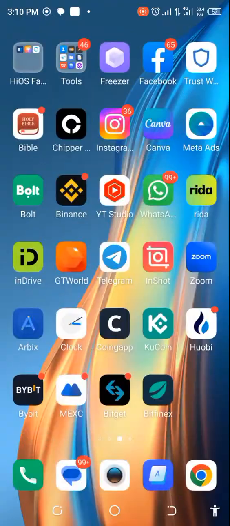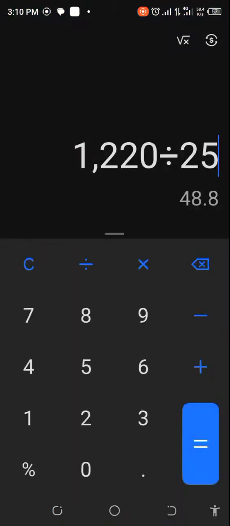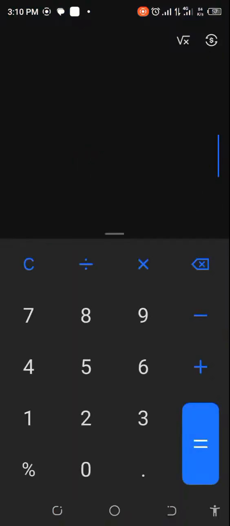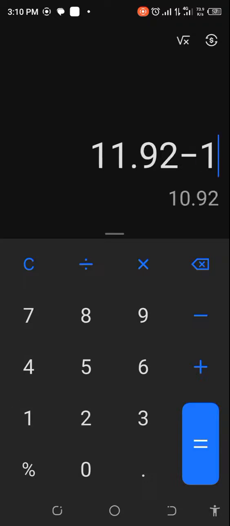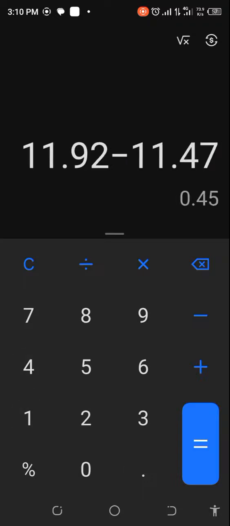Let me go and check in my calculator, so I'll be sure that signal is giving us what we really want. So that's 11.92, and we had minus 11.47. About 45 cents. What would we call this one now?